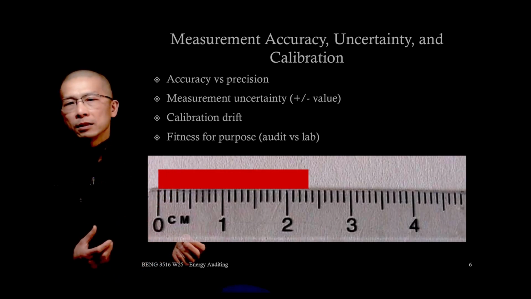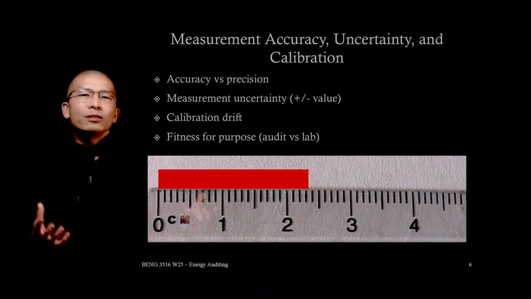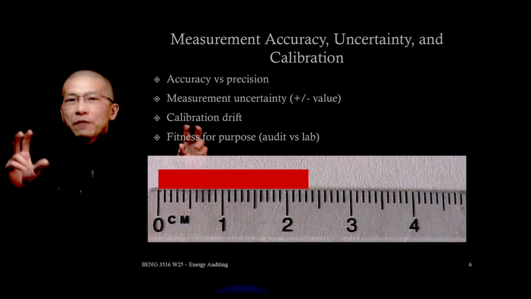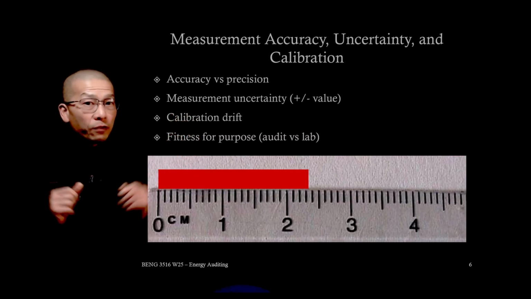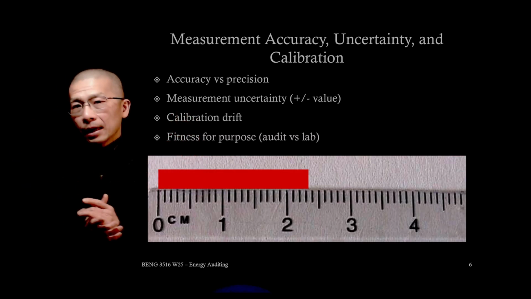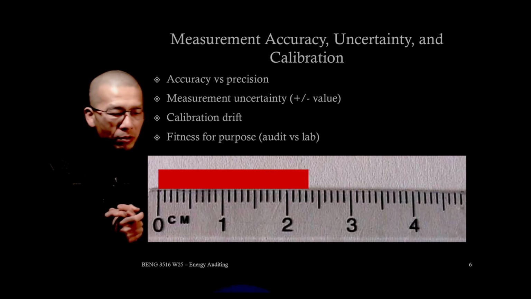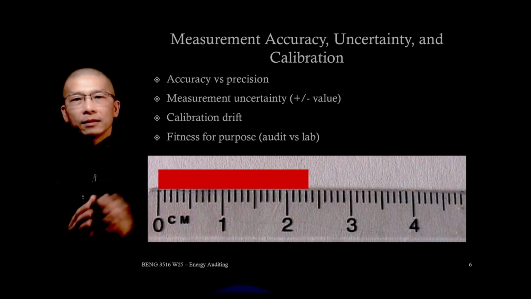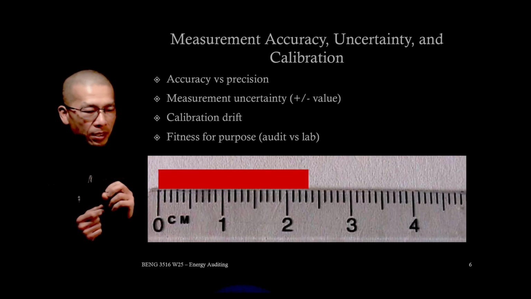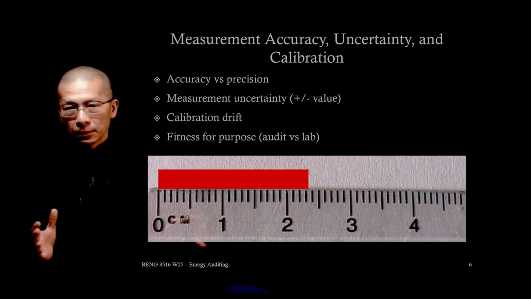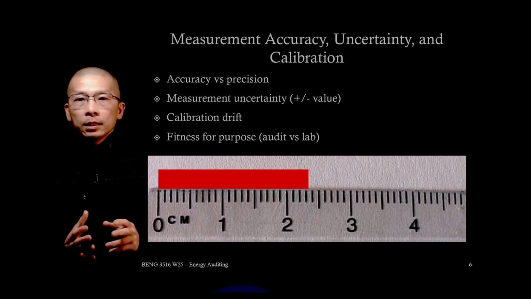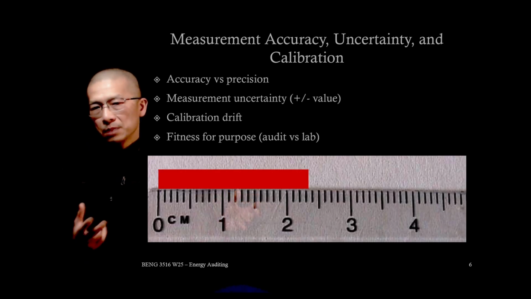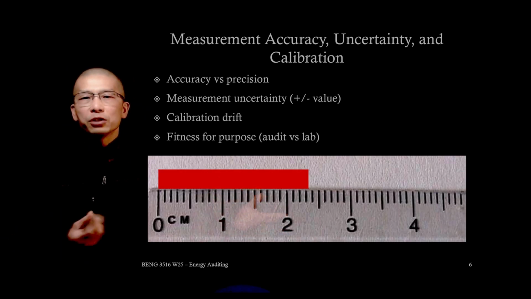In energy auditing, we are rarely looking for laboratory accuracy. We're looking for decision level accuracy. What that means is, as long as the measurement can help us make the right decisions, that's the accuracy we need. It doesn't have to be 100% perfect, right? The ruler on this slide is a metaphor for precision versus accuracy.